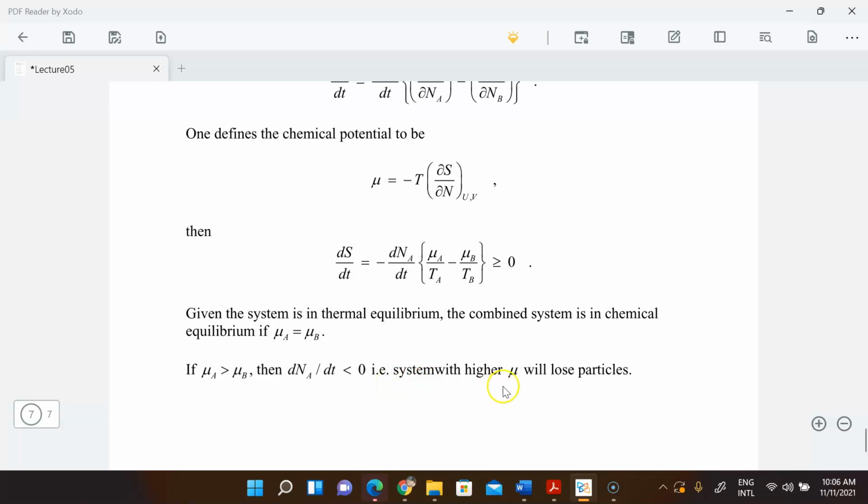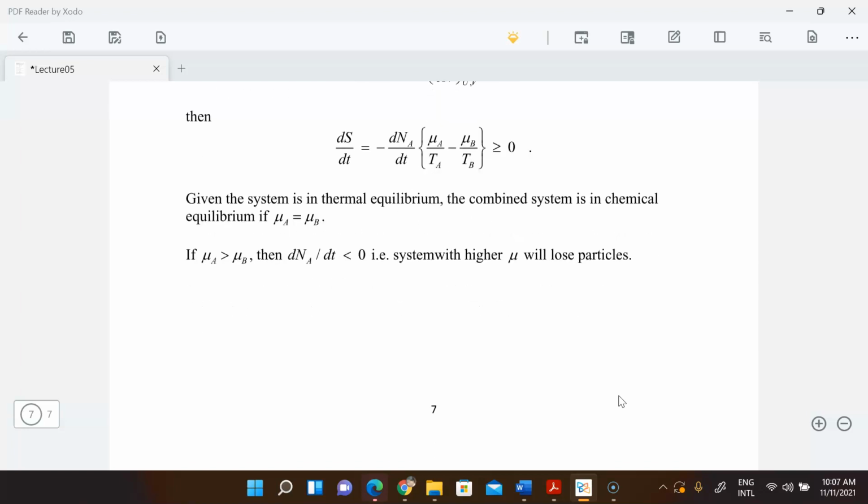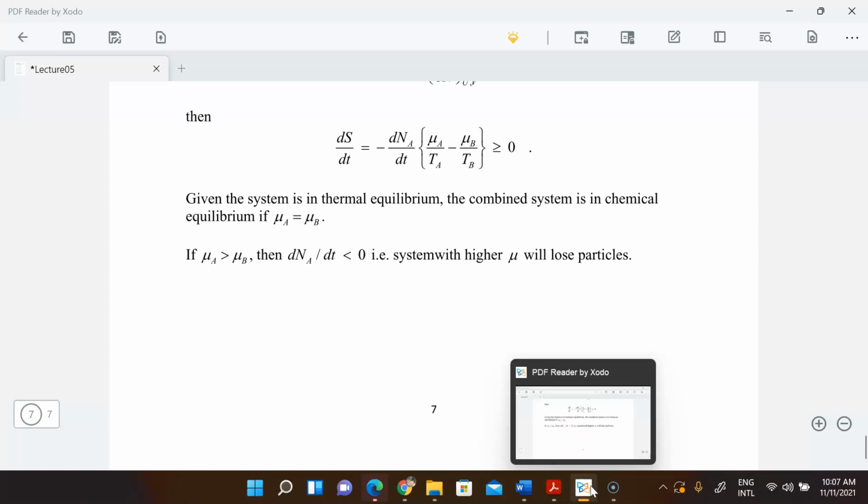So a system with higher chemical potential is going to lose particles to reach chemical equilibrium. And that is precisely where my note ends. There are a few more things I wanted to add. I didn't have time to do this morning.